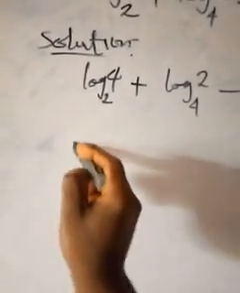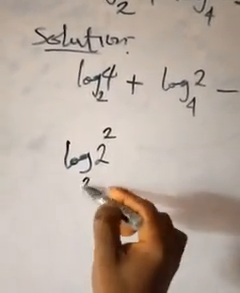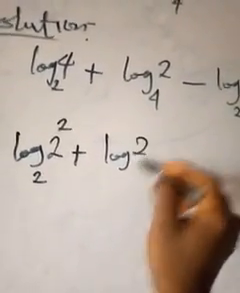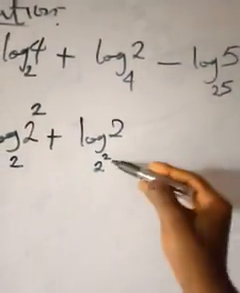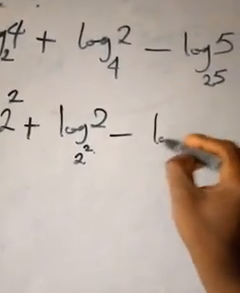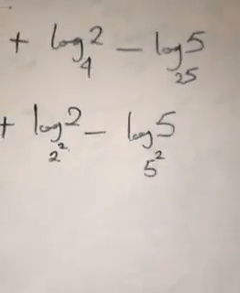Now let's simplify. Let's start with this one. Log 4 can be written as log 2 raised to power 2 base 2, plus log 2 raised to power 2 base 2 raised to power 2. I've changed this to this based on what we have explained before, minus log 5. This 25 can now be written as 5 raised to power 2.